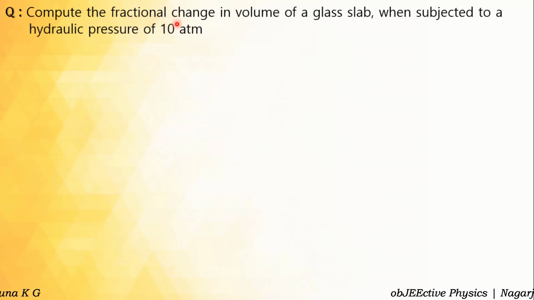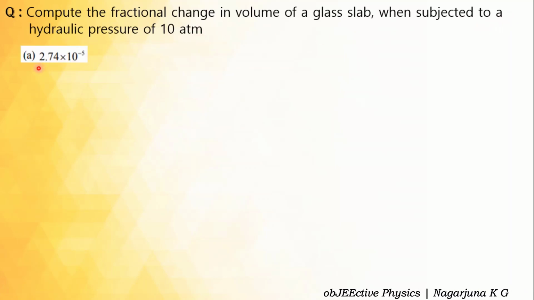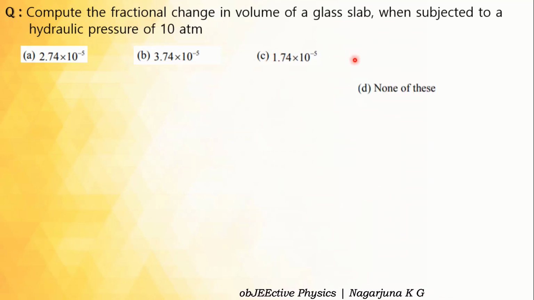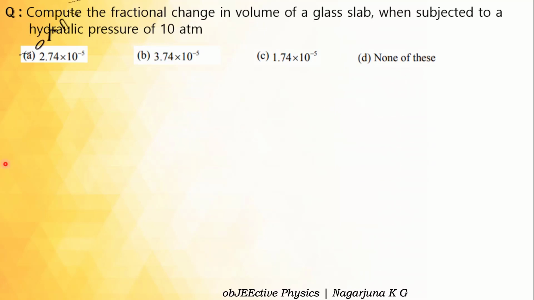Compute the fractional change in volume of a glass slab when subjected to a hydraulic pressure of 10 atmosphere. Option A 2.74 into 10 power minus 5. Option B 3.74 into 10 power minus 5. Option C 1.74 into 10 power minus 5. Option D none of these.